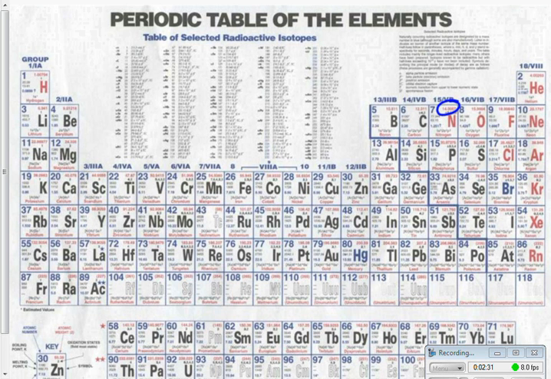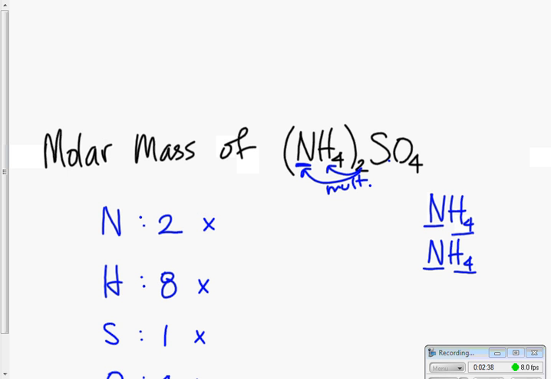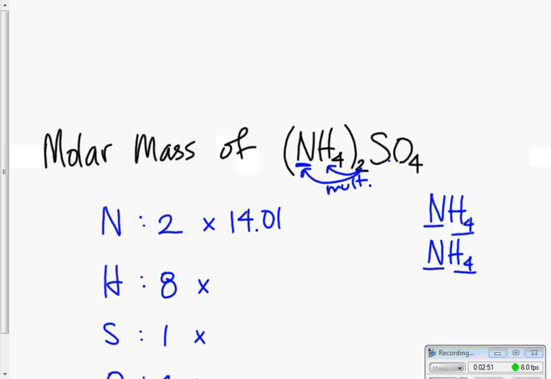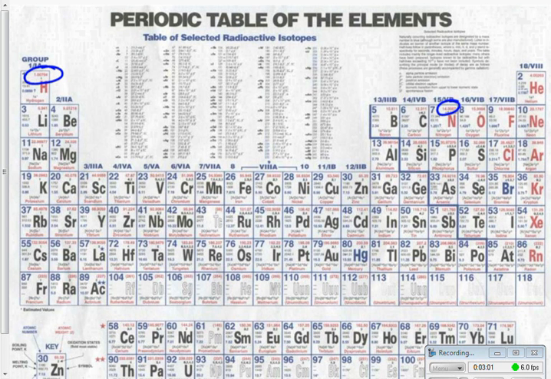I have a hard time reading that. That would be rounded to 14.01. So 2 times 14.01. All right, I'm going to do the same for hydrogen. Hydrogen's right here. That's going to round to 1.01. Okay, sulfur. Oops, wrong way. Sulfur is right here. And we're rounded to 32.07.